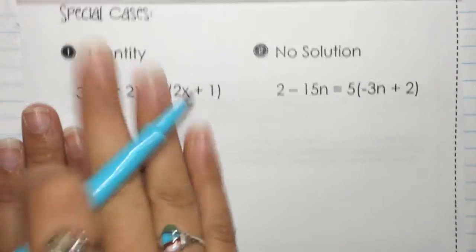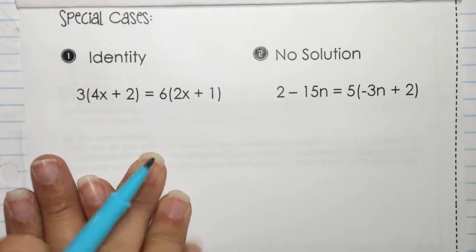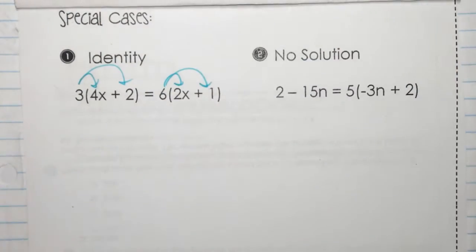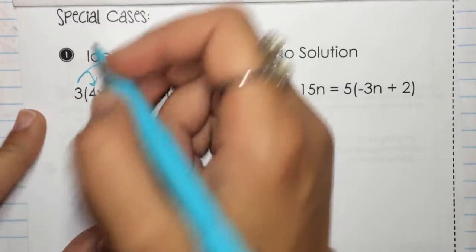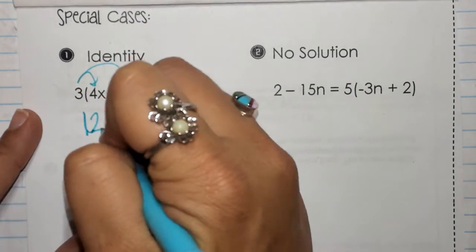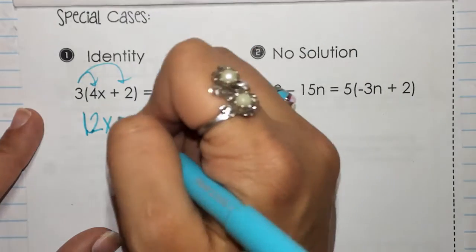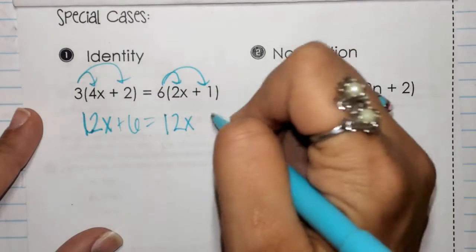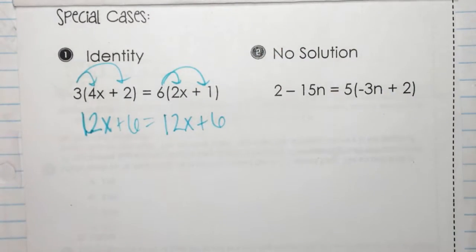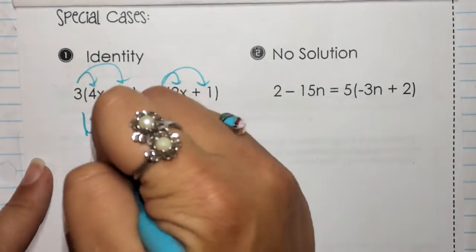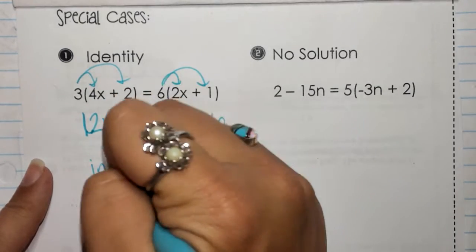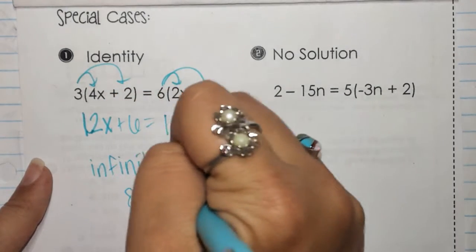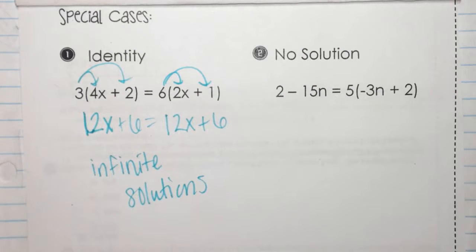So what will we do on number 1 right here? Distribute. On both sides or just one side? Now, what's 3 times 4x? What's 3 times 2? Okay, what's 6 times 2x? And what's 6 times 1? Are they the same on both sides? That means that it is infinite solutions. No matter what you plug in, you're going to get the same thing on both sides of the equal sign. Isn't it magic?